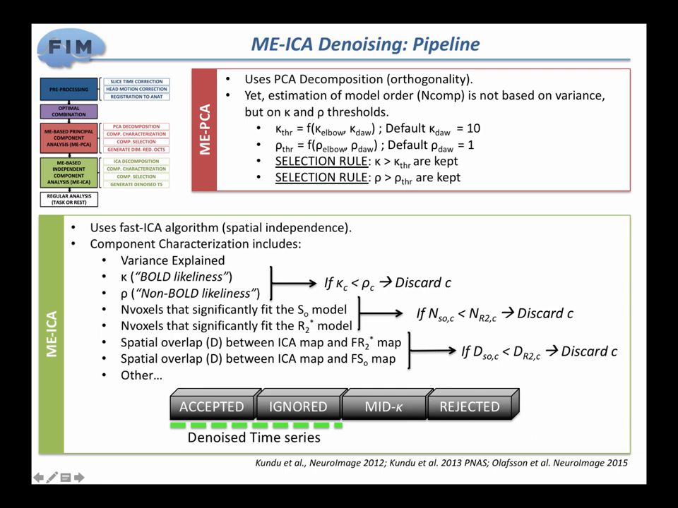Accepted, very clear, the ones that we're very sure are good. Rejected, very clear, the ones that we're very sure are bad. Ignore tend to be things that we're not very sure about, but it's small variance, and therefore let's just keep them because they don't hurt that much. It's a small amount of the data. And mid-K seems to be things that are not very certain, but usually they tend to be bad.